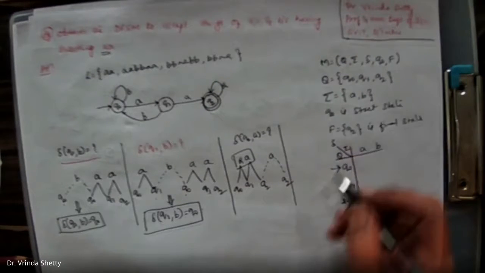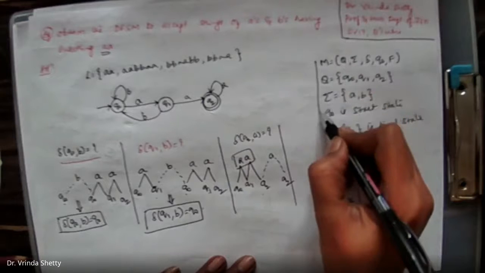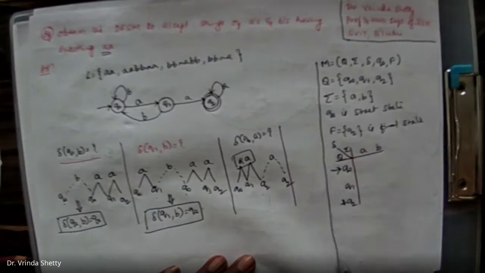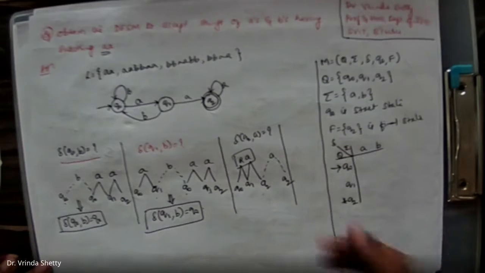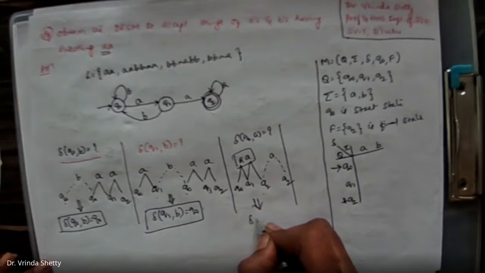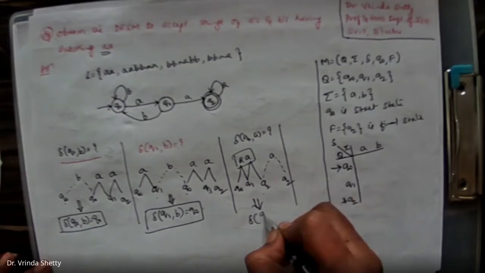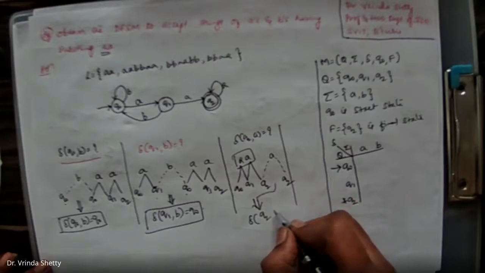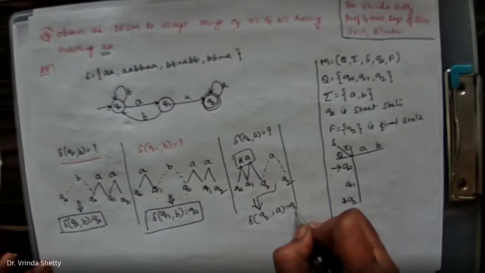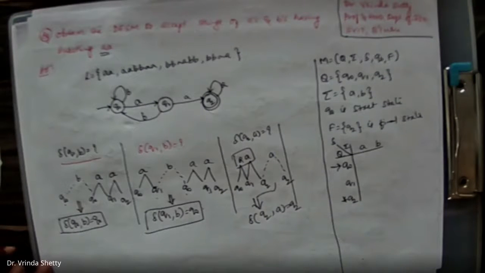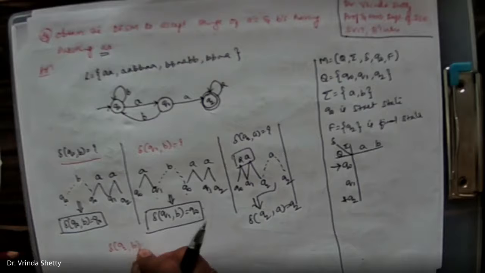Similar to that, next we'll write the transition here. Delta Q2 on A: you are in the state Q2, the input is A, to which state is it going? It is going to the state Q2 itself. Next, what is required? Delta Q2 on B. You are in the state Q2, the input is B, where does it have to go?